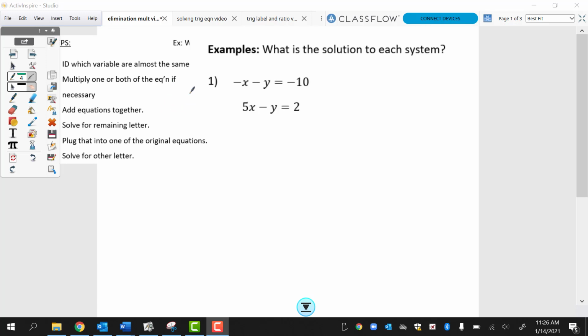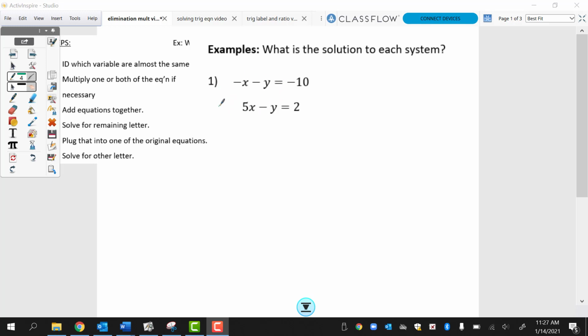Okay, so you just did elimination and all you had to do was add the equations together. But sometimes in your system, you don't have numbers that are the same number, but one's positive and one's negative. So how do I know when that's going to happen?